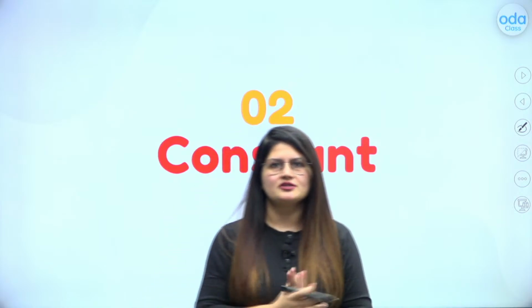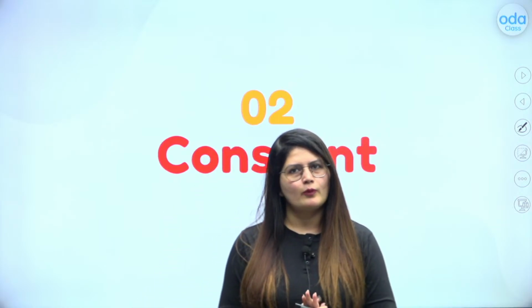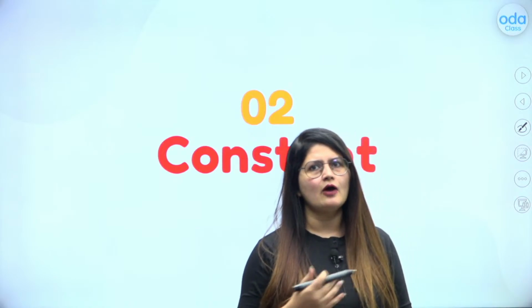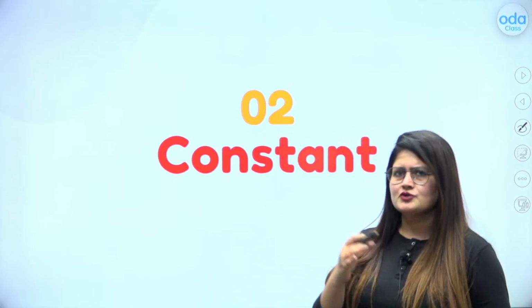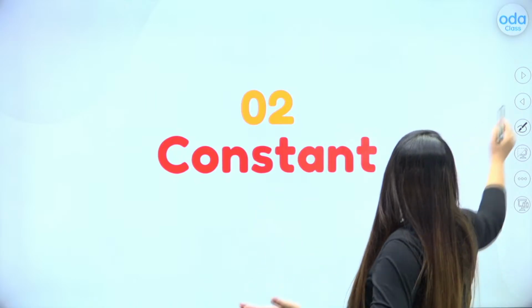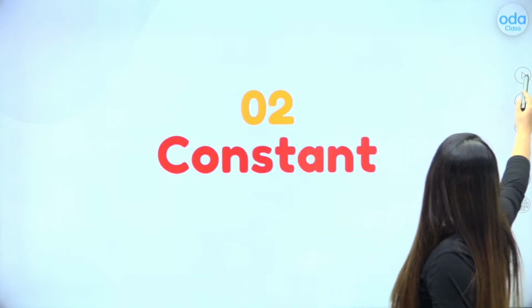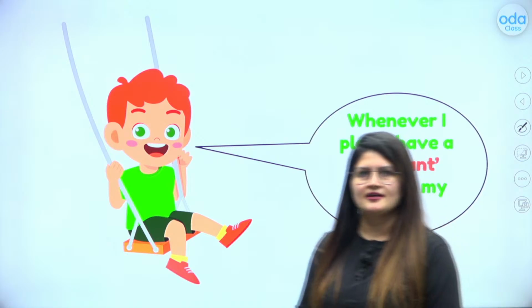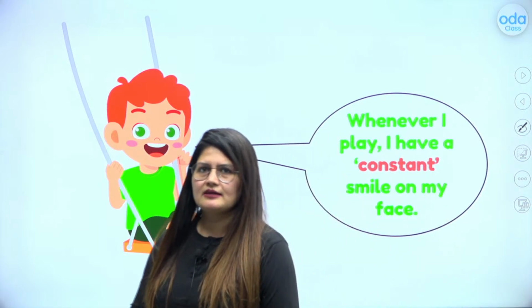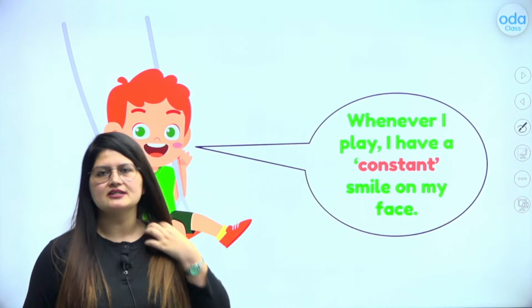Clear? Now moving on, let's talk about the second thing that we have to do, which is constant. Let's understand this term constant in our daily life, where we can find this word and how we use it. I say a statement here: whenever I play, I have a constant smile on my face.